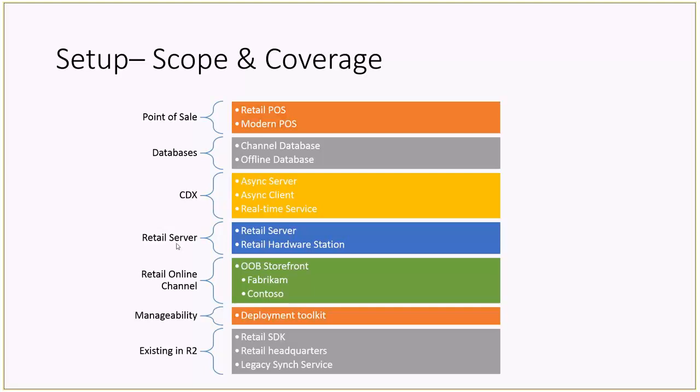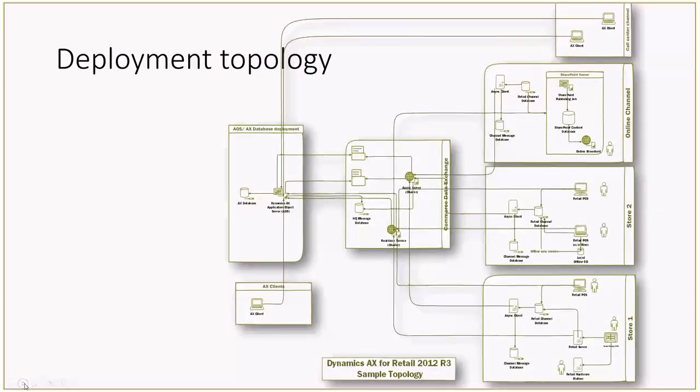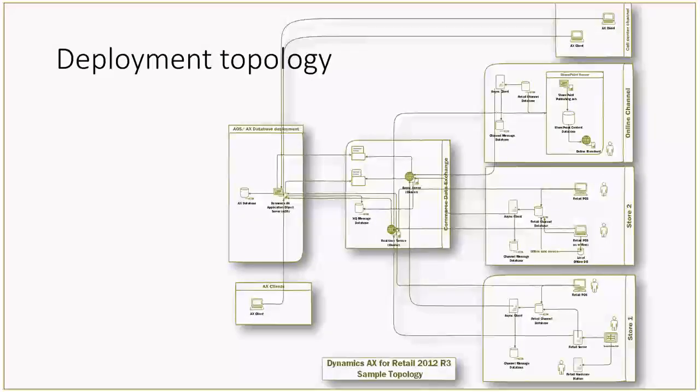So the next thing I'm going to do now is I've drawn up a sample topology, a very simple basic topology of the various retail components and how they interact with each other and how you may be able to deploy the retail components in your environment. So what we're going to do is look at each of the components, and I'll explain how each of the components work in the larger picture here. So let's start on the headquarters side.